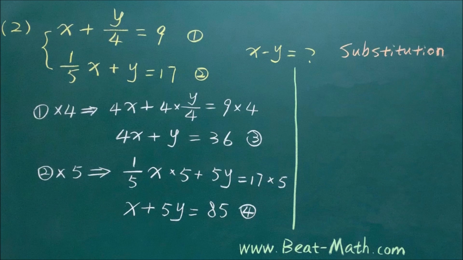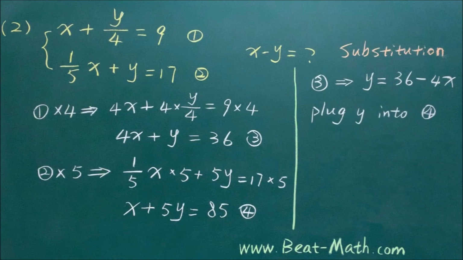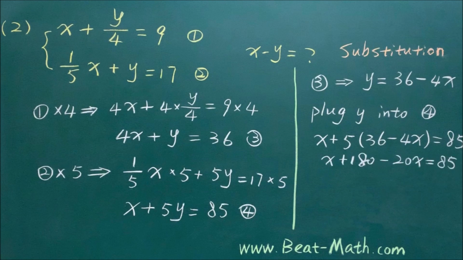In this example, we choose equation 3 to solve for y, and get y equals 36 minus 4x. Then plug it into equation 4. x plus 5 times in parentheses 36 minus 4x equals 85. 5 times 36 equals 180, and 5 times 4x equals 20x. And then x minus 20x equals negative 19x. We get negative 19x plus 180 equals 85.